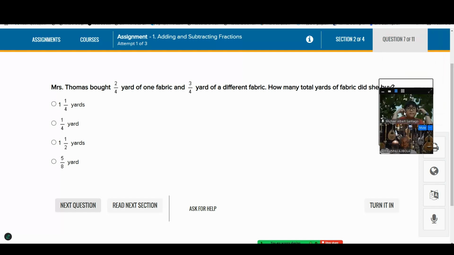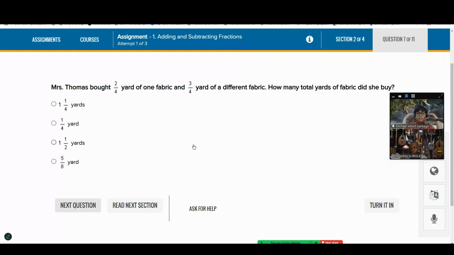Read the question, let me hear you. Mr. Thomas bought 2 out of 4 yards of one fabric, and 3 out of 4 yards of a different fabric. How many total yards of fabric did she buy? So what are we going to do? We had 2 over 4 and 3 over 4. And that's going to be 5 over 4. So what's the answer?